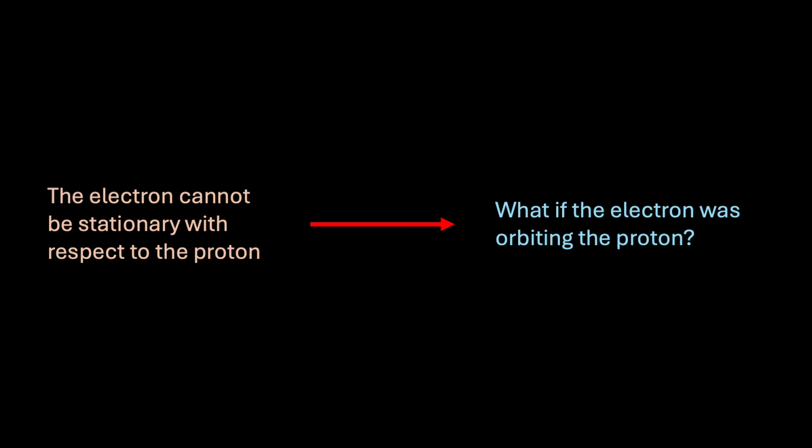So it was natural for physicists to imagine that the atom worked like a miniature solar system. In this model, the electrostatic force between the negatively charged electron and the positively charged nucleus played the role of gravity, holding the electron in a stable orbit around the nucleus.